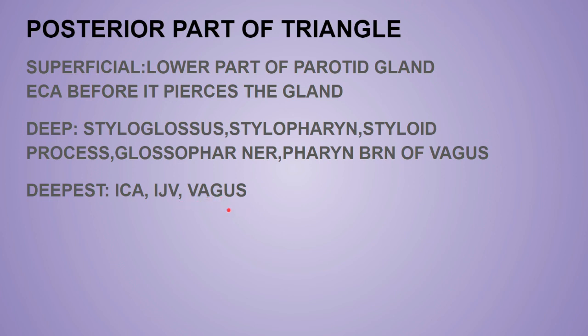So this was all about the main two triangles, that is the digastric triangle and the submental triangle of the anterior triangle of the neck. We will discuss the further triangles of the neck in the next videos.